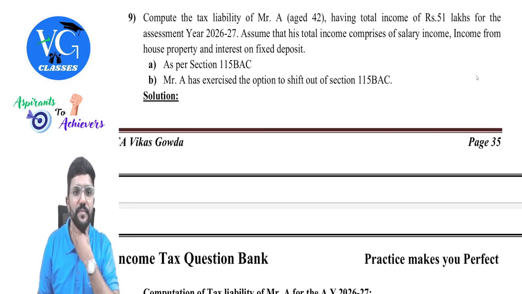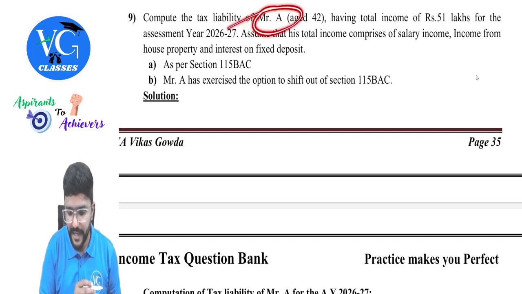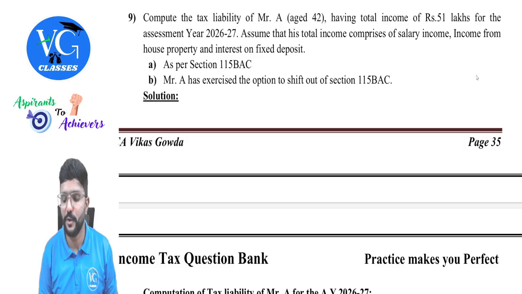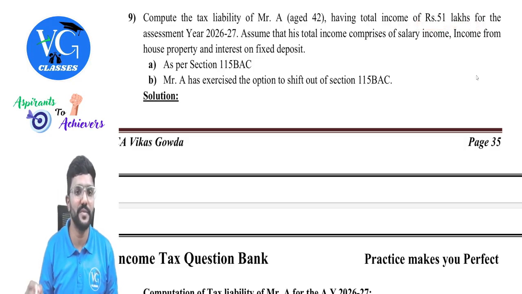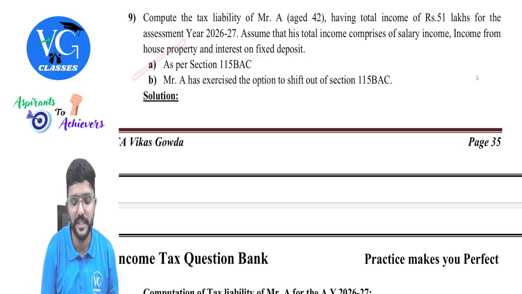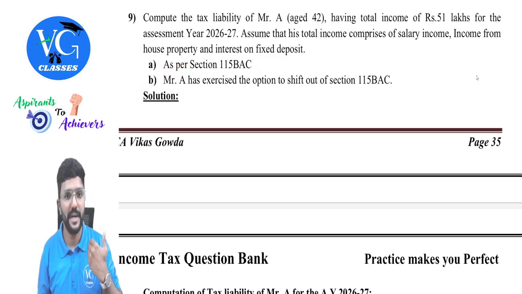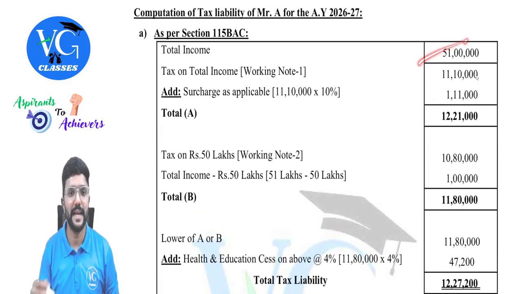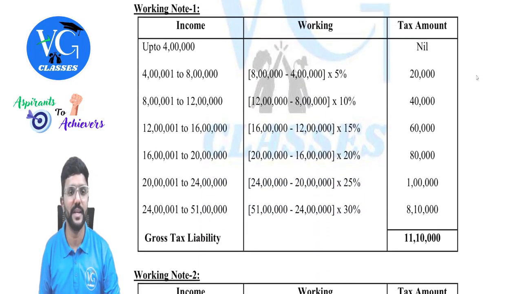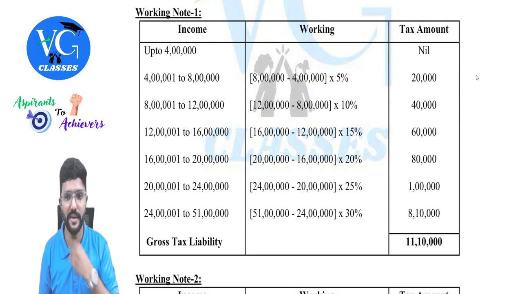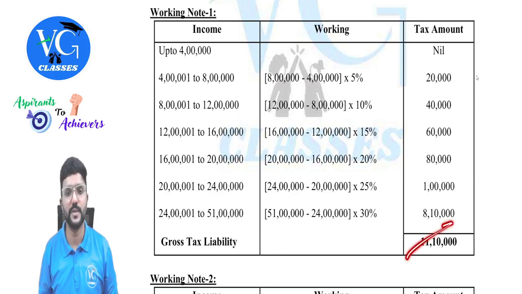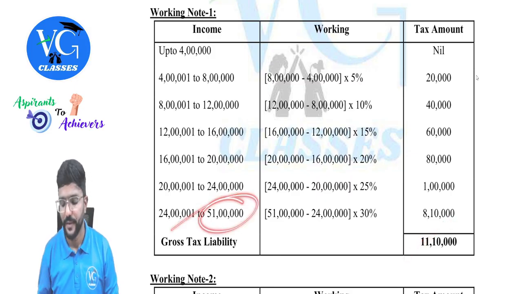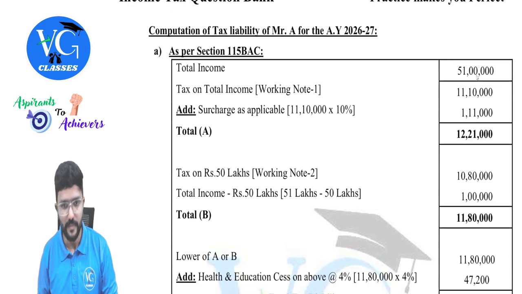Chalo. So you can see here, Mr. A is an individual aged 42 years, with a total income of 51 lakh. We are supposed to calculate tax as per the default regime and the optional scheme, and he has entire income as normal income. So 51 lakh, calculate tax on that. I have given it in your working note. I need not explain this, guys. We already discussed this. 11 lakh 10,000 we will get on 51 lakh.